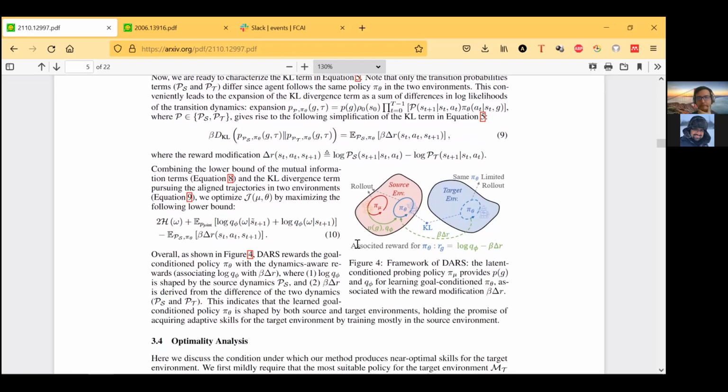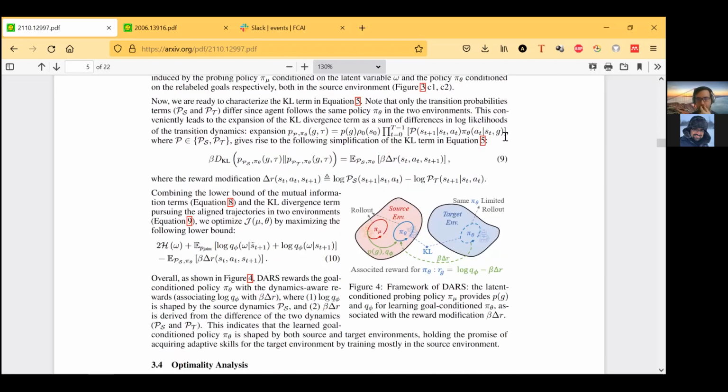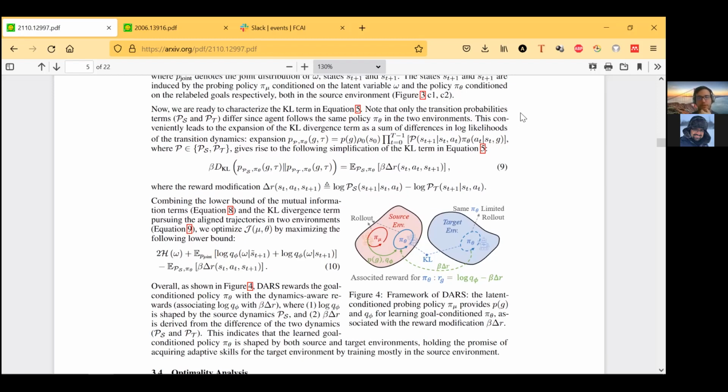Excuse me, does it mean that we are required to have the transition functions of the source and the target environments? So they will also learn these things from samples. You only need a few samples from the target and from the source.